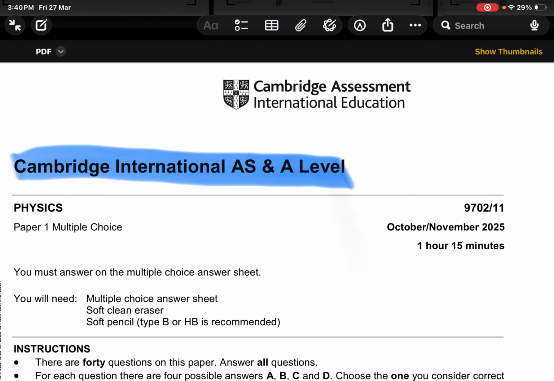Cambridge International AS and A-Level Physics Paper 1 Multiple Choice, October-November 2025, Paper 11.